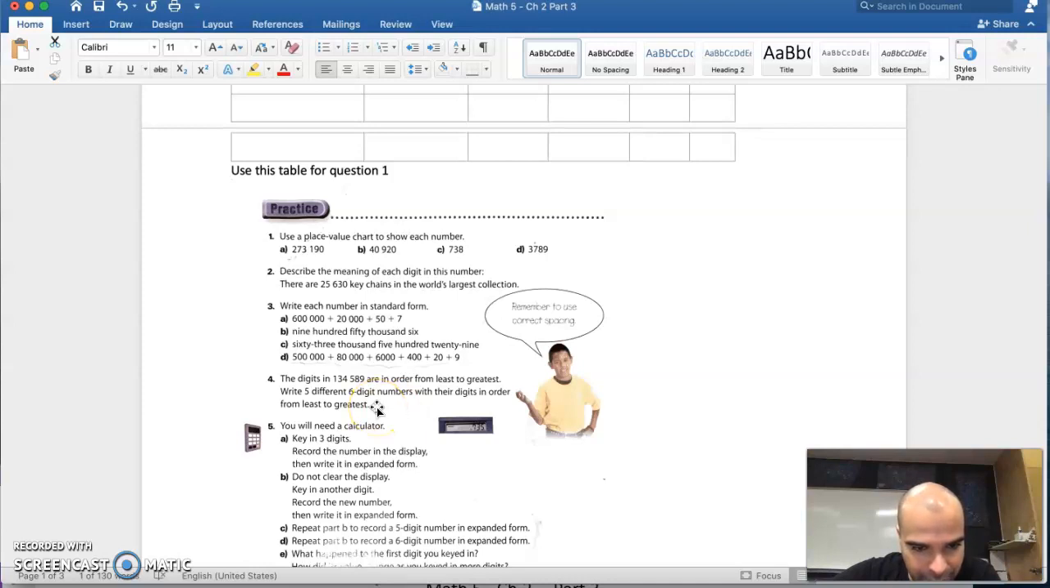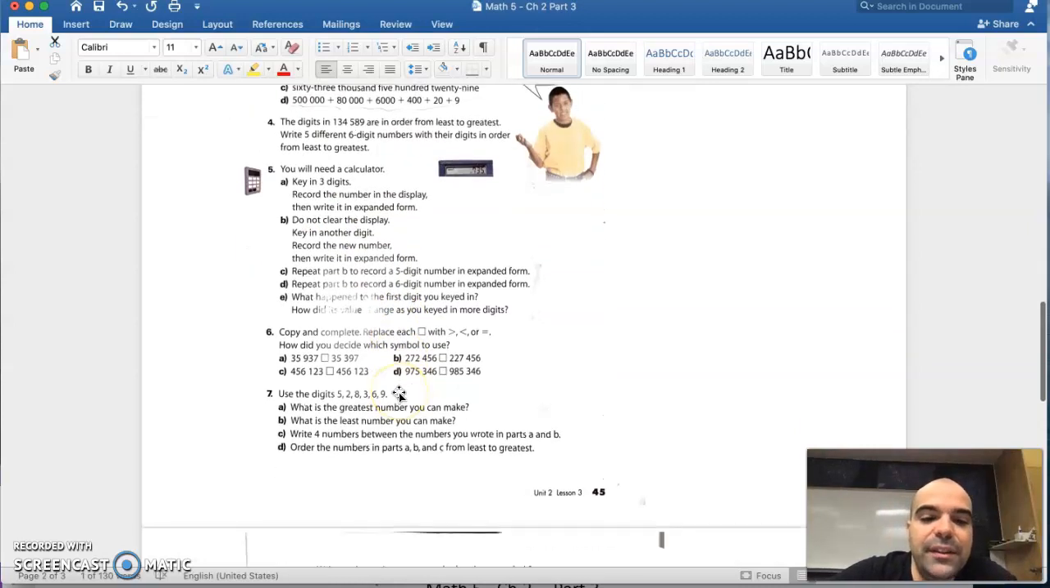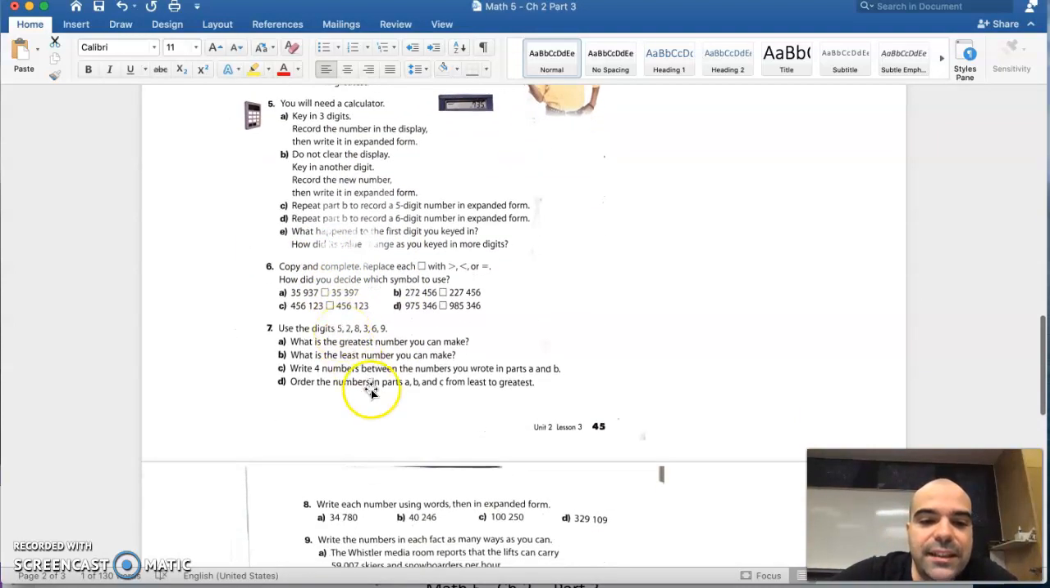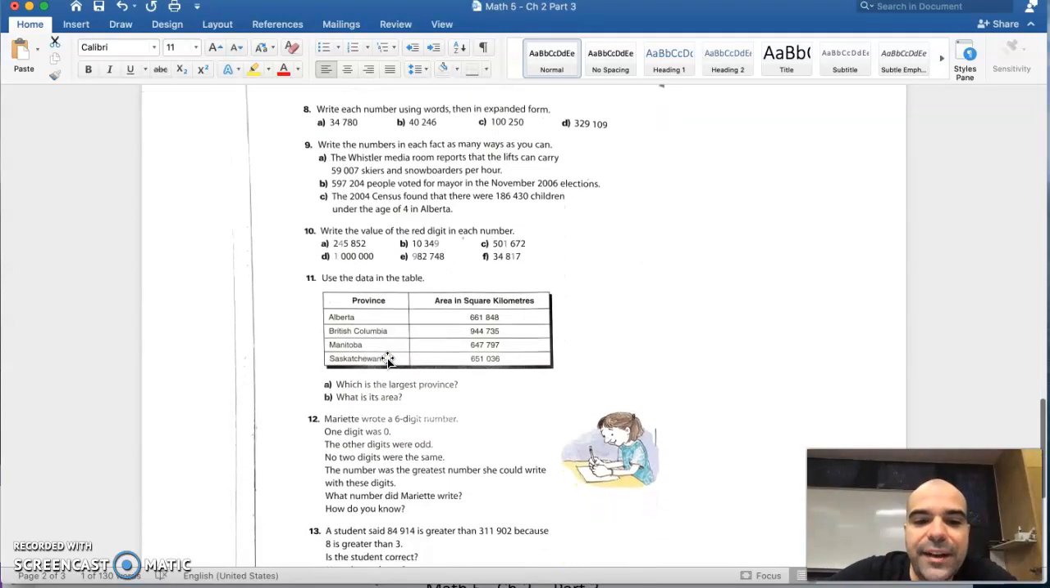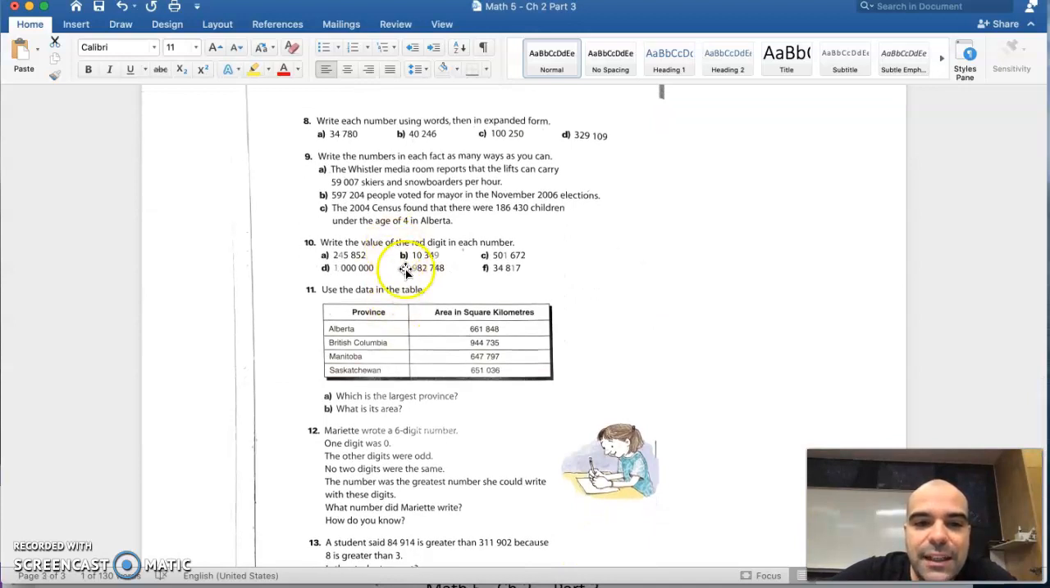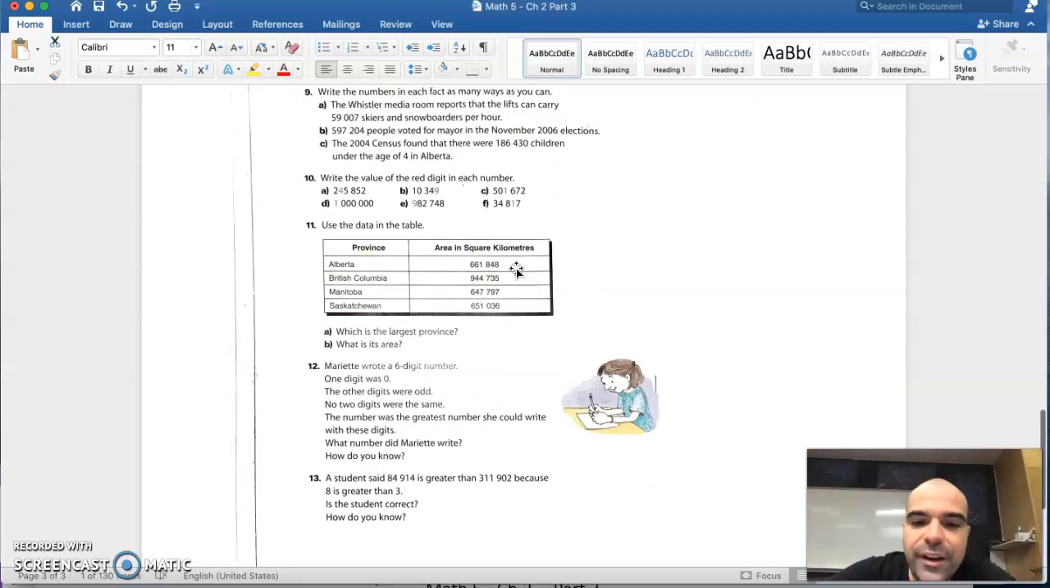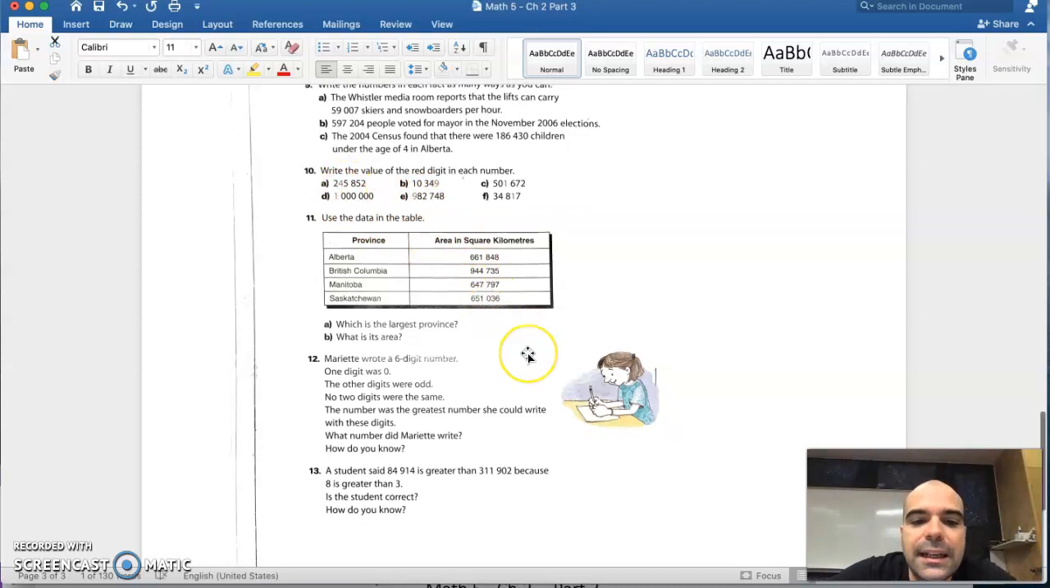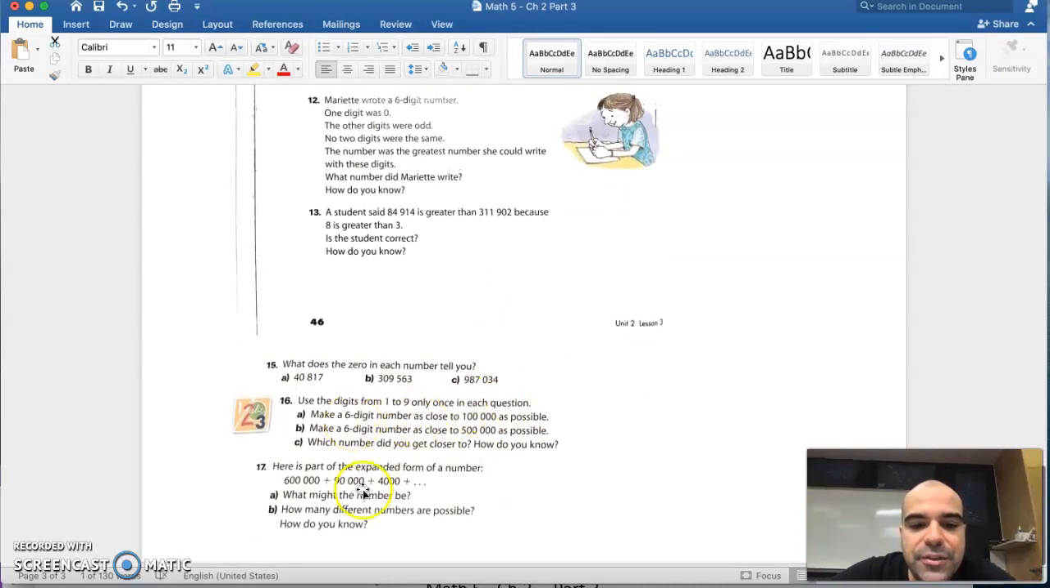So for number four, right, 5 different 6-digit numbers with their digits in order. So that one's kind of interesting. Do number 5, greater than, less than for 6, and 7 is another greatest to least kind of example. And then the final page here we have much of the same. I underlined a red digit that I'll put on the board here. Just the one that's kind of off, like the 1, the 9 here, the 4, and the 1. Okay. And that should be pretty self-explanatory the rest of the way.